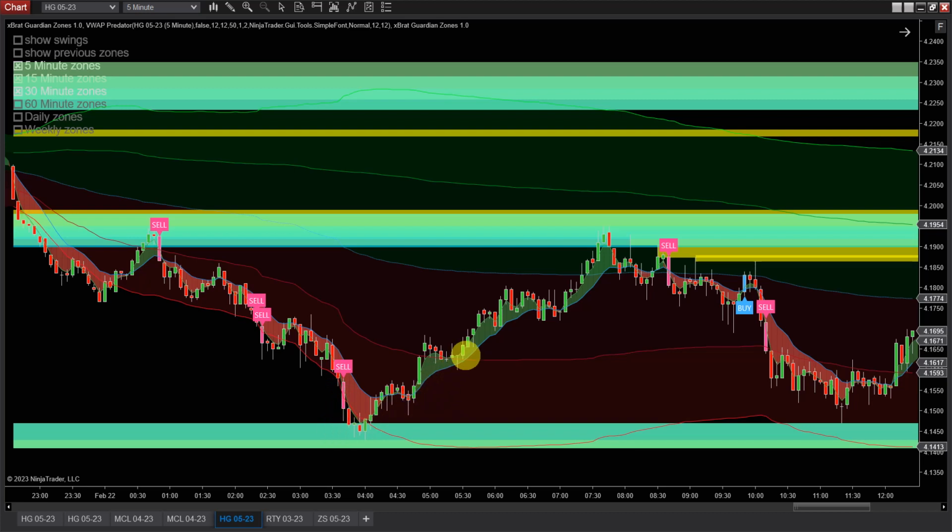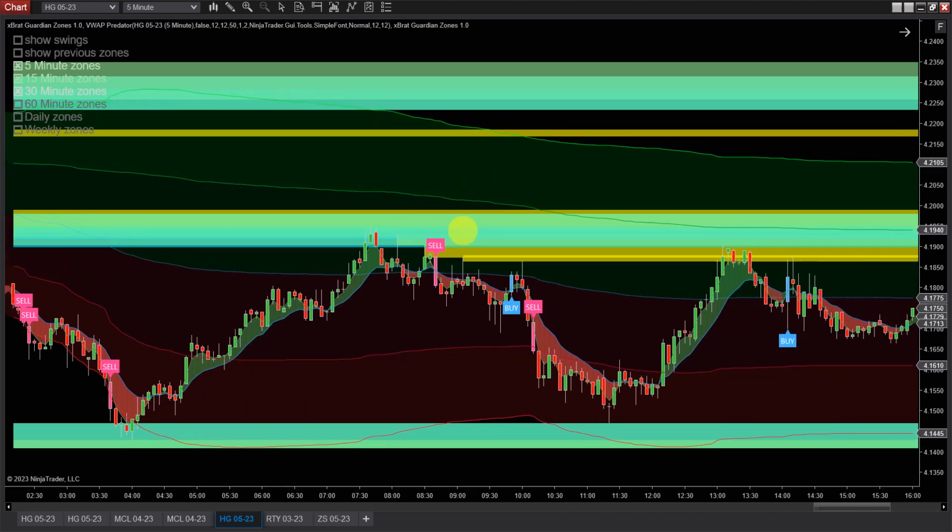It comes back up, and guess what? It tests that same zone. Then we get a sell signal. You've got lots of fresh air underneath, goes short, comes down. It comes back up on a pullback, but you get a buy signal. You're not going to go long into that resistance.